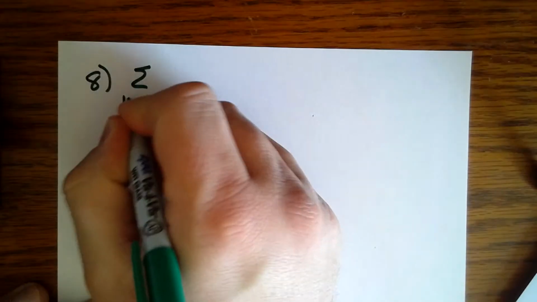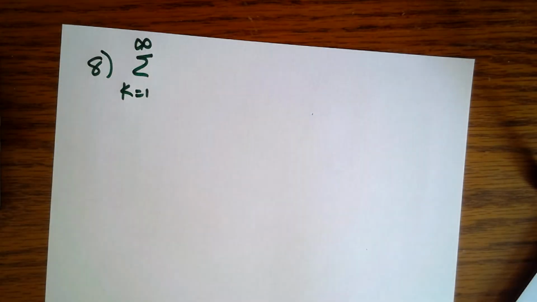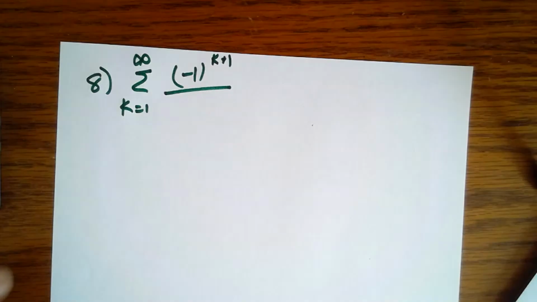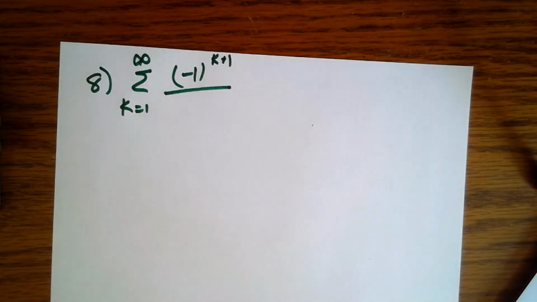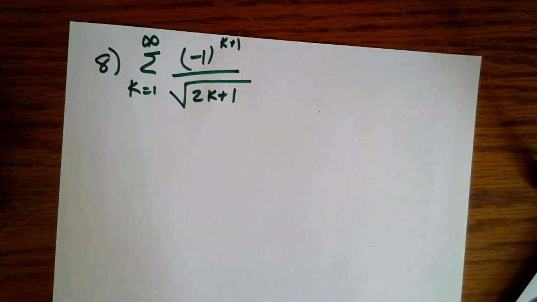Okay, the sum from k equals 1 to infinity of -1 to the k plus 1 over the square root of 2k plus 1. Now, question, why did we not consider an alternating series test with this one? Or should we have?